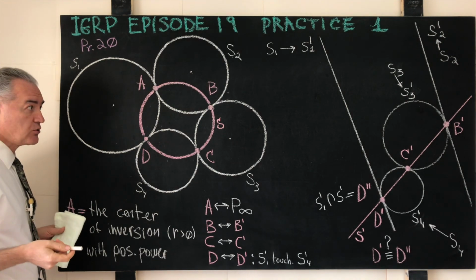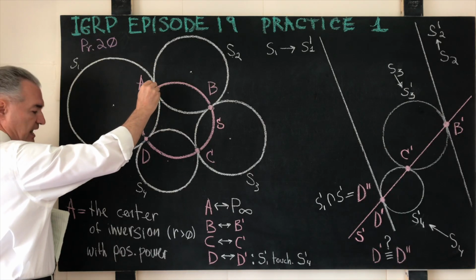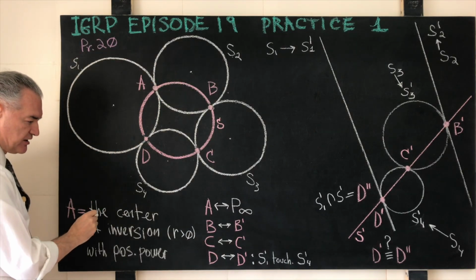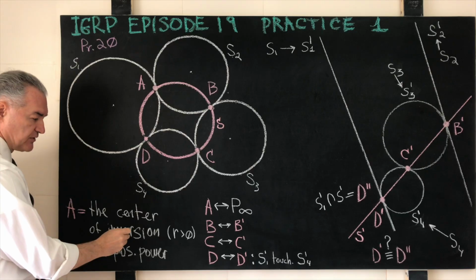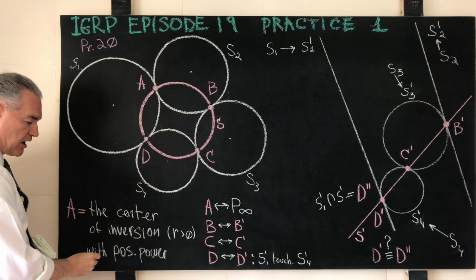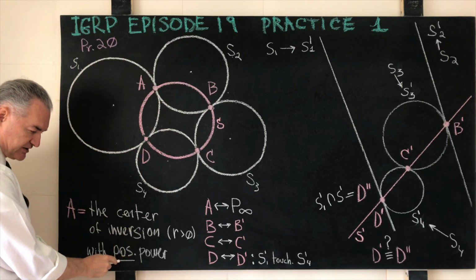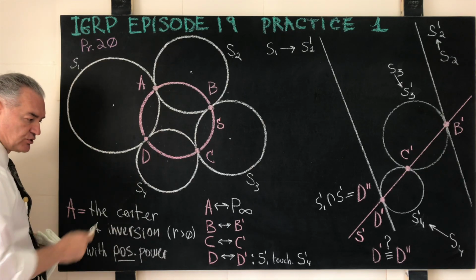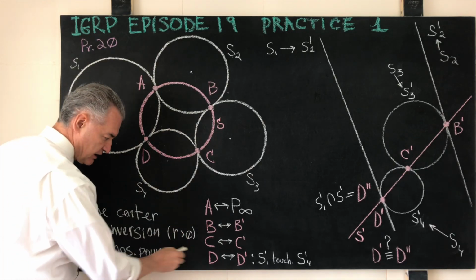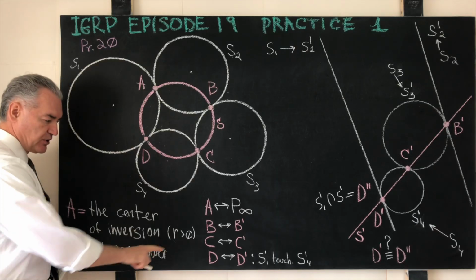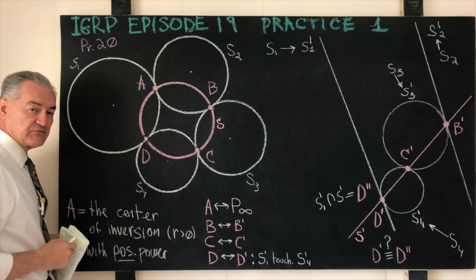And for demonstration purposes, I will pick, let's say, the point A to be the center of inversion. That's number one. Number two, the power of inversion will be positive. And the third point here needs to be discussed with the length of the radius of inversion.